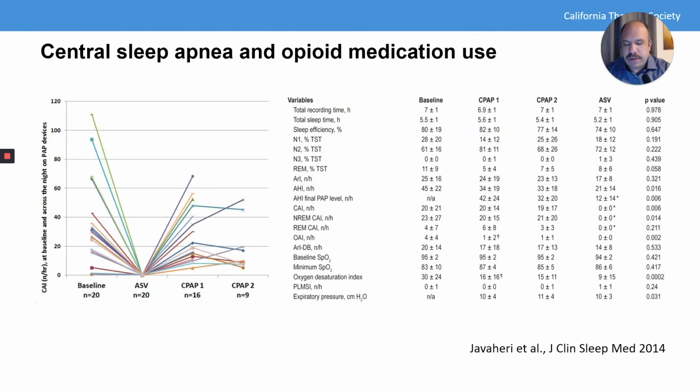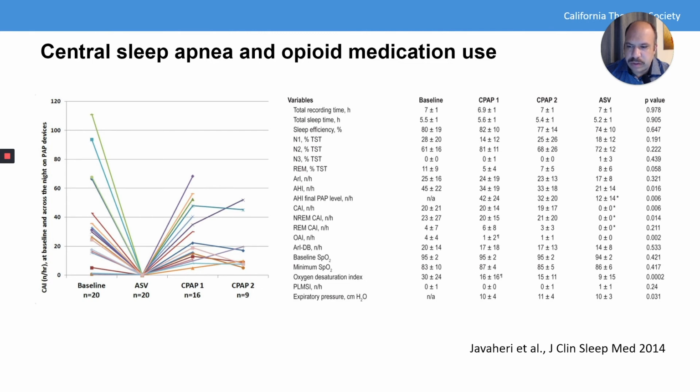Now, the traditional approach to opioid-induced central sleep apnea has been to reduce the opioid dose. I mean, I think that it's fairly clear that that'll work. It's just that I think that many practitioners understand that that's often very challenging to do. So there have been some papers looking at the efficacy of positive airway pressure in patients with opioid-induced central sleep apnea.